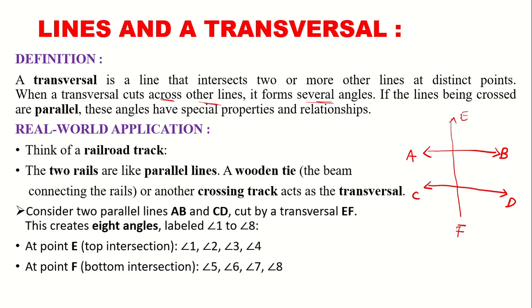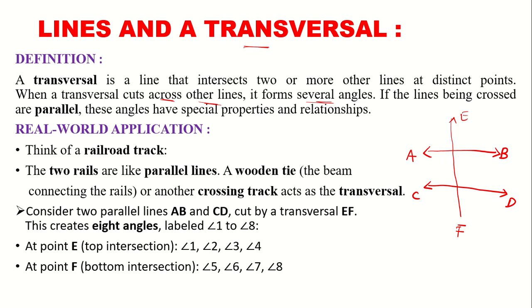As you can see here, this line EF is cutting these two lines. Which two lines? AB and CD. These are the two lines which are cut by this line EF. So the EF which is cutting across these two lines is called a transversal. Okay, so the line which cuts across other lines is called a transversal.